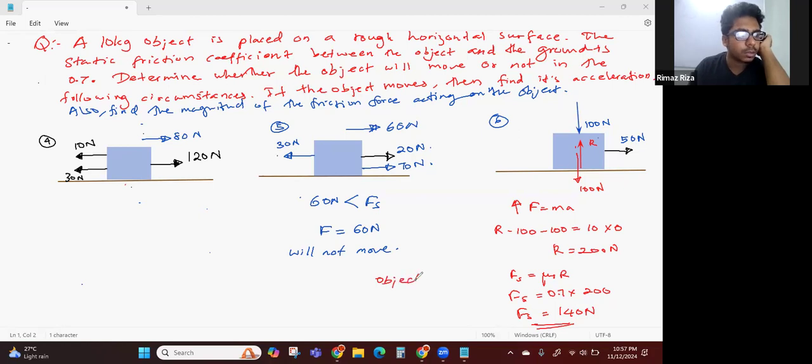The object will not move, and the friction force is equal to 15 Newton.